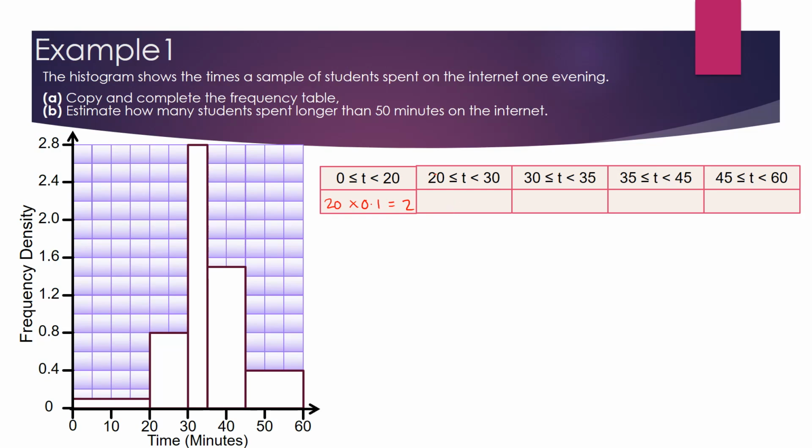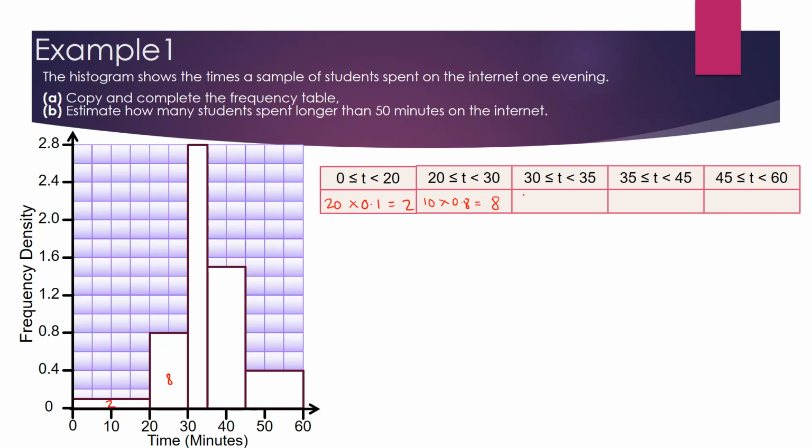For the second group, 20 to 30, look at the width of the group, it is 10, and the height is 0.8. So that's 10 times by 0.8. So 10 times 8 is 80, and then divide by 10 is 8. So 2 people spent that amount of time, 8 people spent that amount of time, and then so on. So it's just the area of each bar, okay?